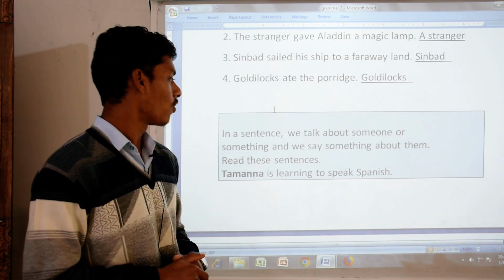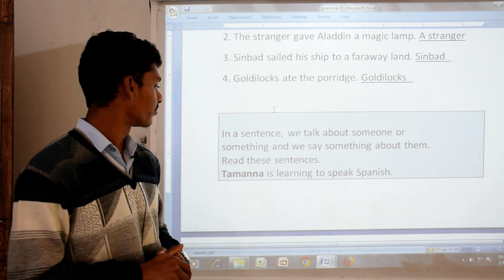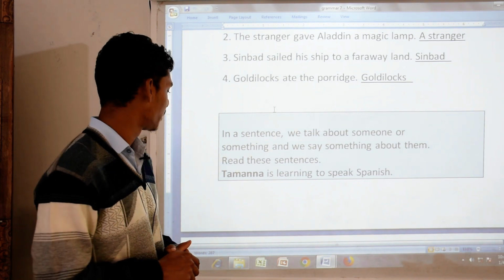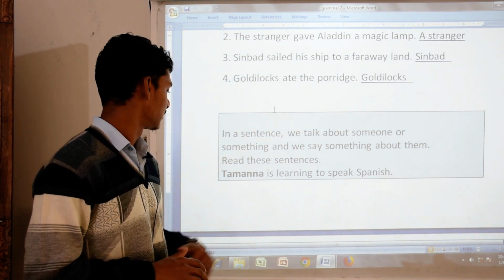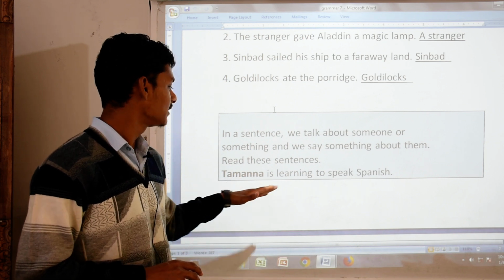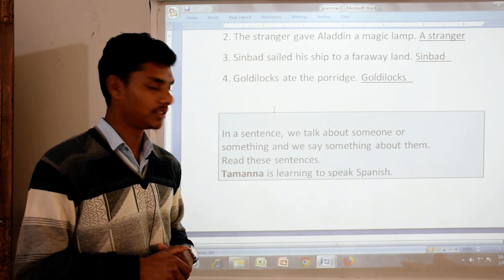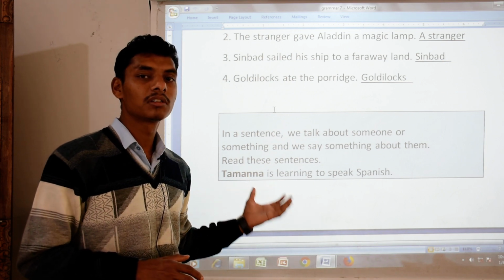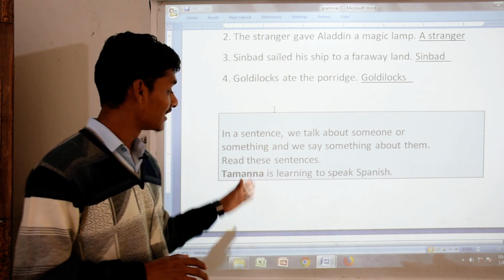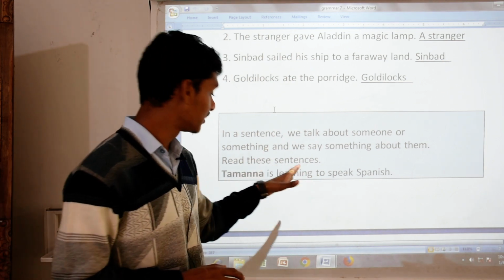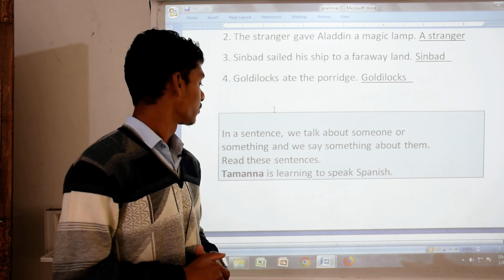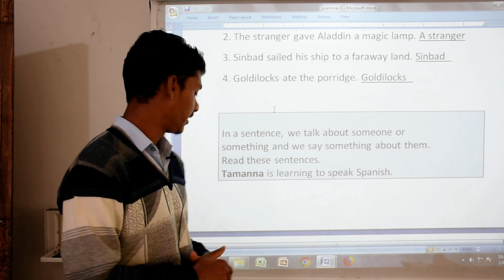In a sentence we talk about someone or something, and we say something about them. Read the sentences. "Tamanna is learning to speak Spanish." Tamanna is our subject, and the remaining part of the sentence, "is learning to speak Spanish," is our predicate.